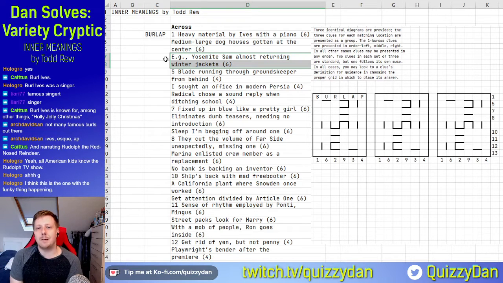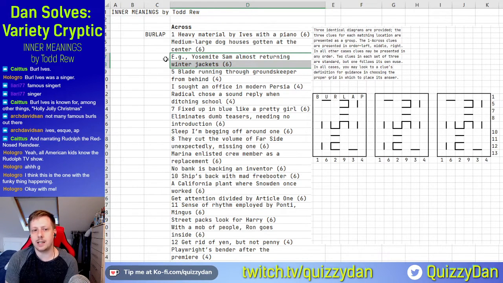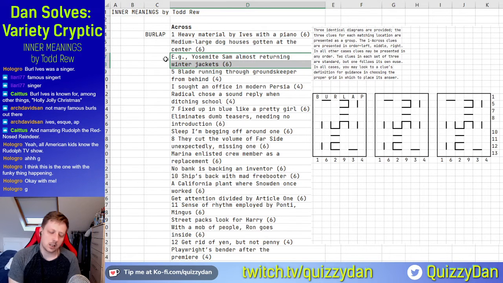E.g. Yosemite Sam almost returning winter jackets. E.g. Yosemite Sam almost returning winter jackets. Yosemite Sam. Who is Yosemite Sam? I know he's a cartoon character, wasn't he? But I can't remember what he was. Was he a cowboy?